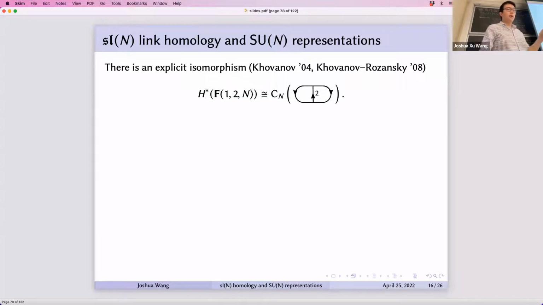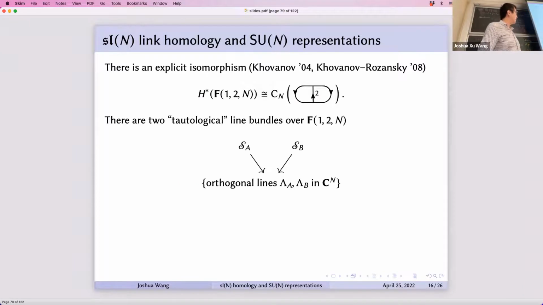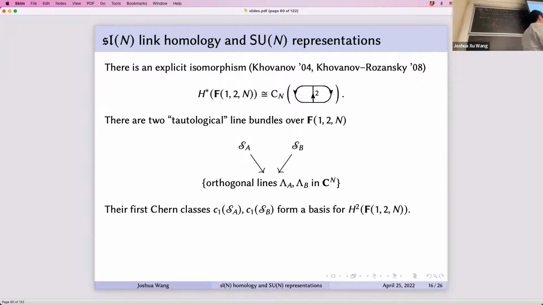And I want to tell you about one nice thing that you can get by choosing your isomorphism right. So over this partial flag manifold, which we want to think of as a pair of ordered orthogonal lines, there are two special topological line bundles over this space. Over a particular pair of lines, the fiber of the first line bundle is the first line, and over that same pair, the fiber of the other line bundle is the second line. So they're topological line bundles, and they have Chern classes. And their first Chern classes, in fact, form a basis for the second homology.